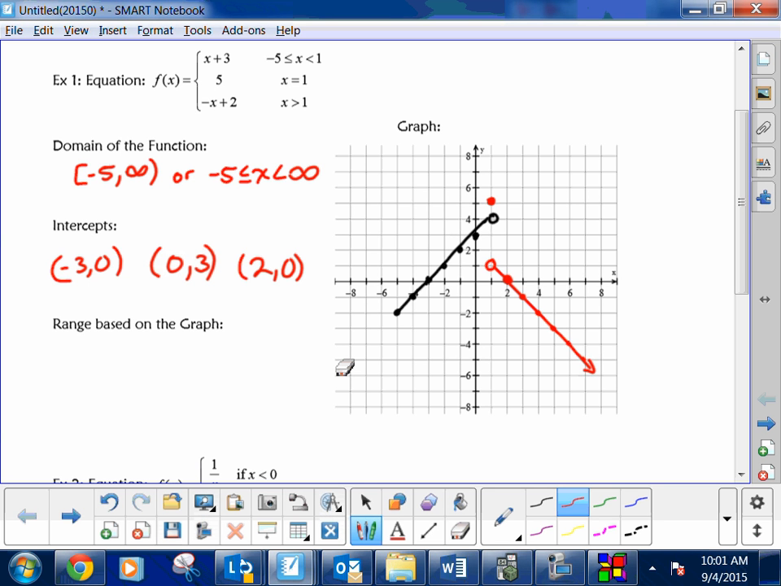So -infinity to 5. You know what? You are partially right, and the only reason it's not up to 5 is this. 5 is part of the answer. Don't get me wrong, 5 is part of the answer. The issue lies in here, when you look at the y values.